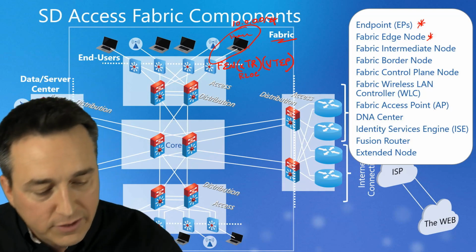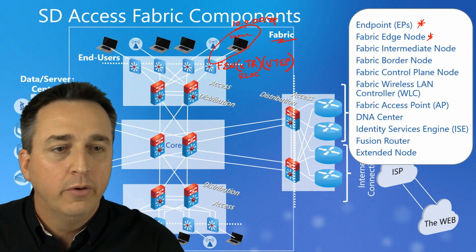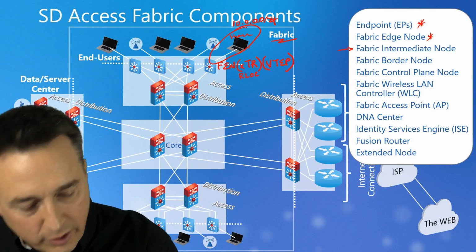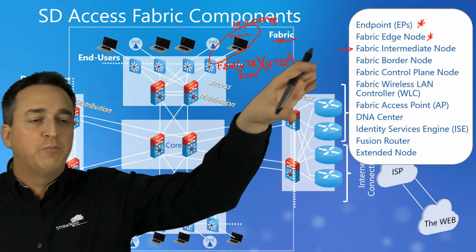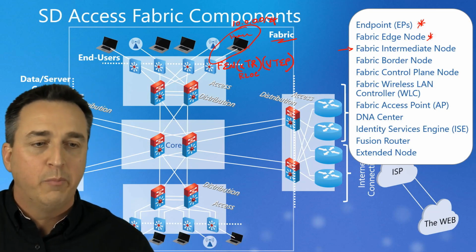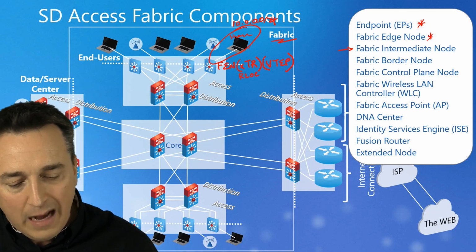Okay, so now let's talk about our Fabric intermediate node. I'll put an arrow beside the one I'm talking about, and then I'll erase it when I'm done talking about it. If I put a star, make sure you remember it. So what's a Fabric intermediate node?